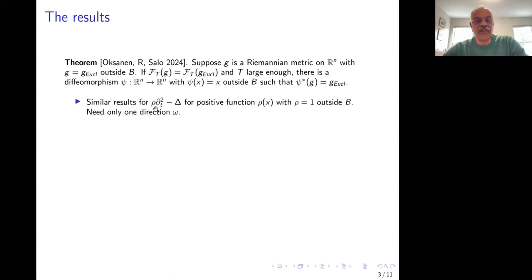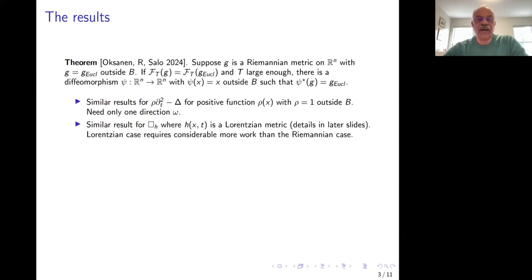And we have a similar result for the velocity problem for the rho. We only need one experiment where rho of x is the velocity or the slowness, which is 1 outside B. And of course, everything is smooth. We also have a similar result for the wave operator, the box, coming from a Lorentzian metric, which I will talk about in a later slide. But the Lorentzian case requires considerably more work. It's a much more subtle argument, which I'll talk about in a bit.